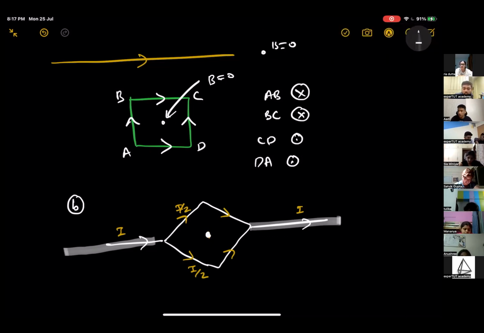Understood? See, these kind of questions will come in competitive exams. They don't want you to find the exact value. They want you to find whether it's zero or not. Due to these two parts of the wire, it is zero, right? Due to the shaded part of the wire, because this point is an axial point on those wires. Understood?